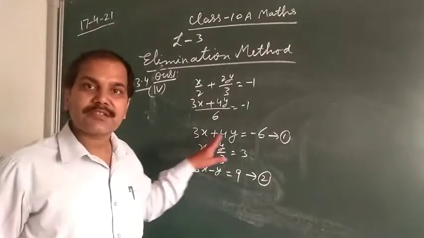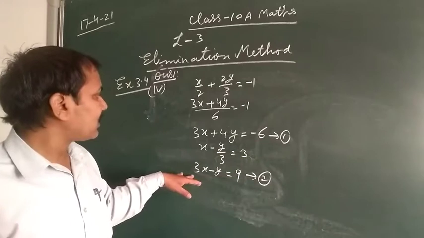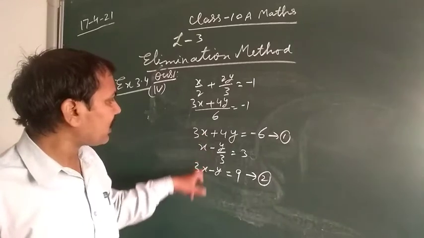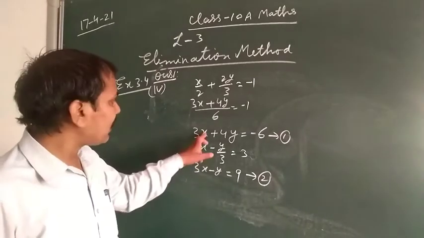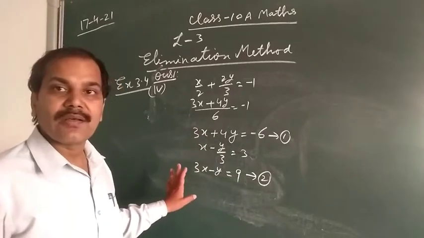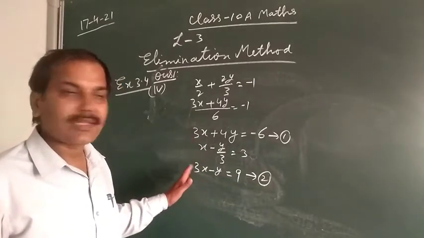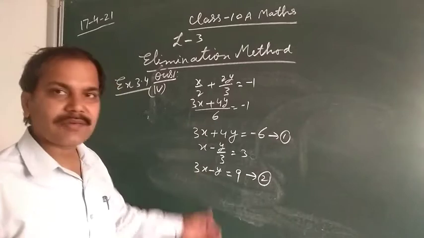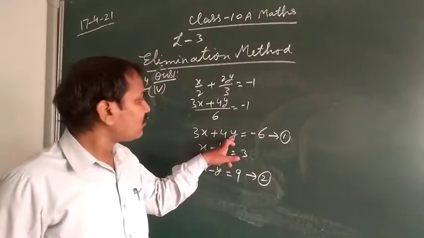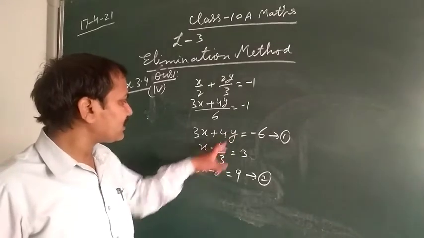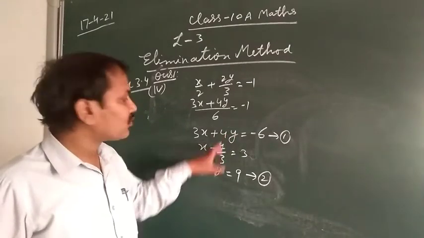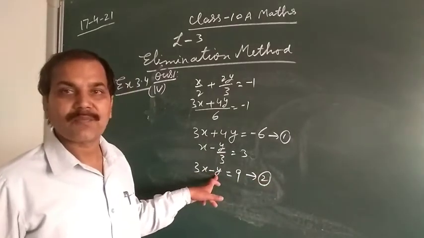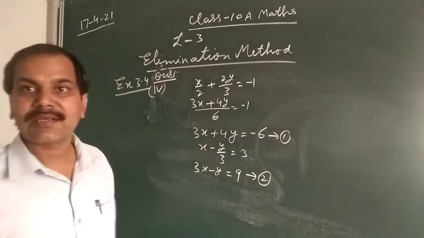So the first equation is 3x plus 4y is equal to minus 6, and the second equation is 3x minus y is equal to 9. So you see the coefficients of x or y. Here the coefficients of x are equal, and also their sign is the same. Then subtract equation second from equation first, or equation 1 from equation 2. But if you want to make the coefficient of y the same, here it is 4 and here 1. So multiply by 4 in the second equation, then its coefficient will also be 4. And after that, the sign is opposite, then add it.